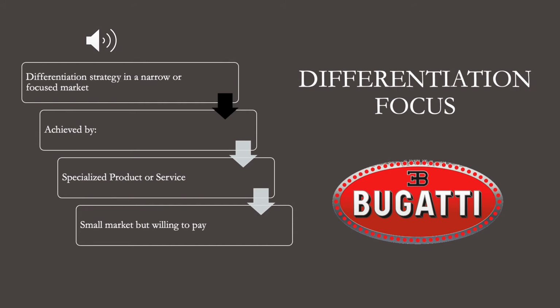The fourth strategy is the focus on differentiation. This strategy will be successful in a narrow market by the specialization of products or services directed to a small market, willing to pay for the difference. A good example of a successful company with focus on differentiation is Bugatti.